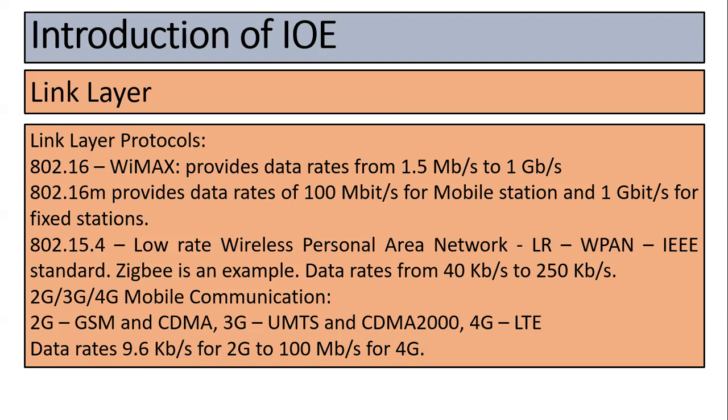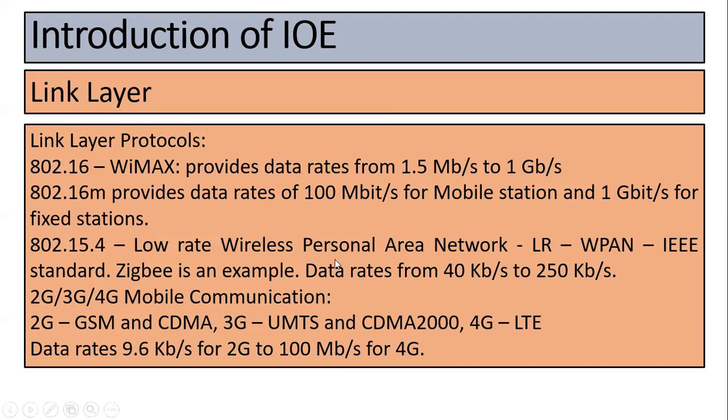The next protocol which was used was for low rate wireless personal area networks. The low rate wireless personal area network standard is 802.15.4, in which Zigbee is an example. Zigbee takes a very small amount of power, low power, to transmit data, and it has a fixed range, covering around 30 to 40 meters in which the data can be transmitted. And the data rate was between 40 kilobits per second and 250 kilobits per second.